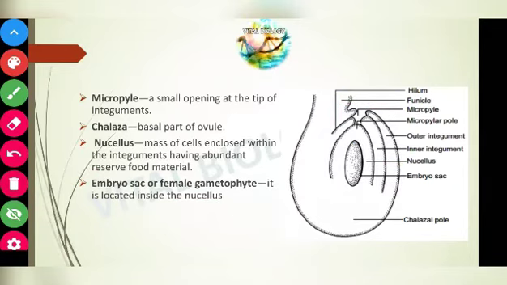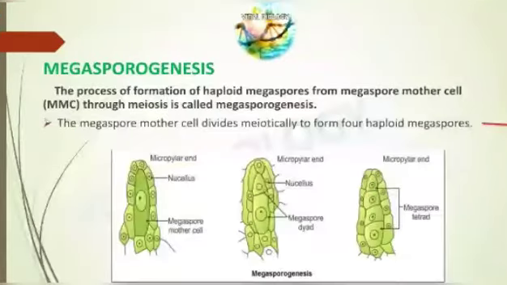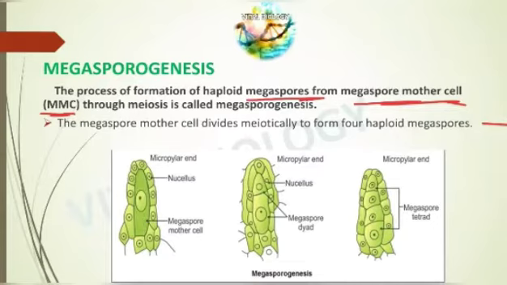So let us move on to the next slide, that is megasporogenesis, another important topic, the process of how megaspores develop. Let us see the definition of megasporogenesis. The process of formation of haploid megaspores from the megaspore mother cell, also called MMC, through meiosis, is called megasporogenesis.